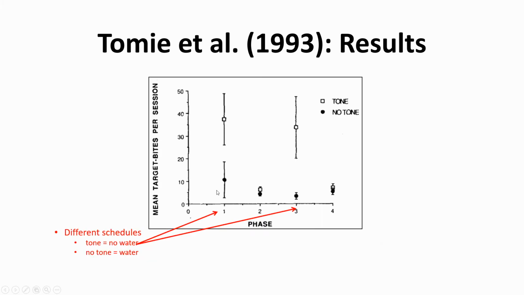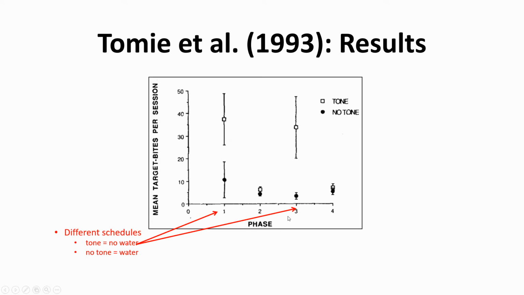And we can bring that over here where we've averaged across session or phase 1 across multiple sessions, and we're looking at their average bites per session. So for phase 1, we have very low bites when there was no tone present. So when they were getting water, there was low aggression. When they weren't getting water, when the tone played, they were very aggressive.